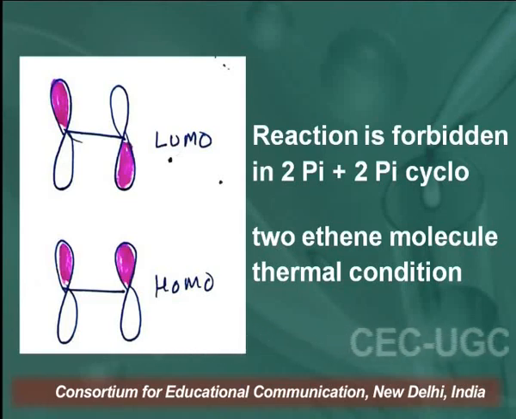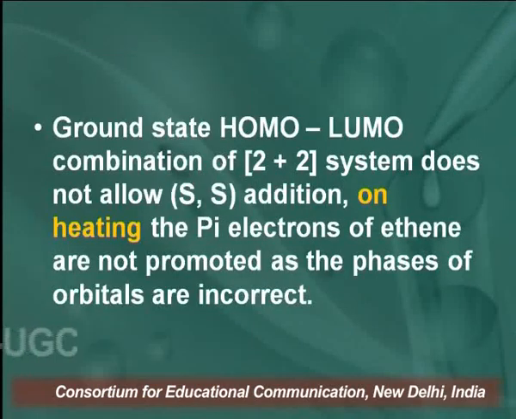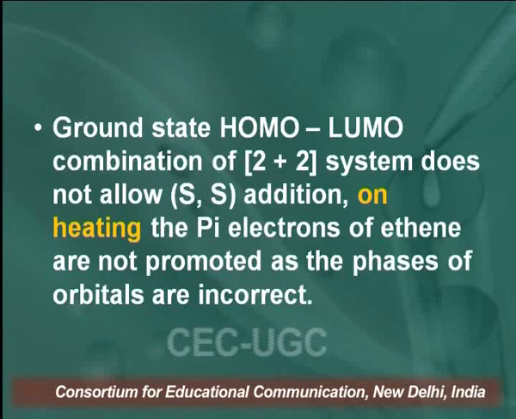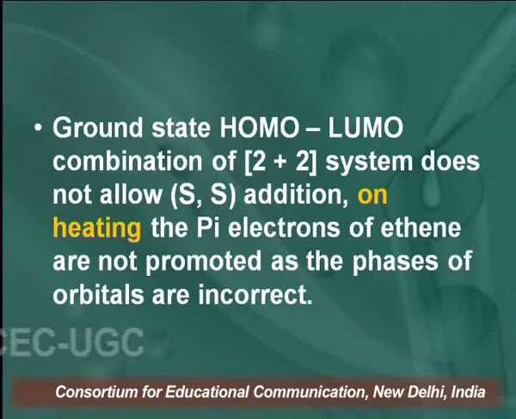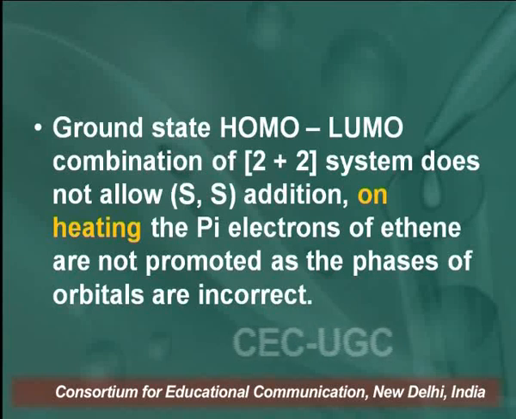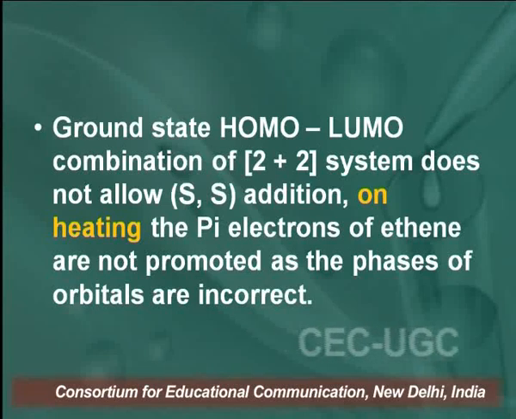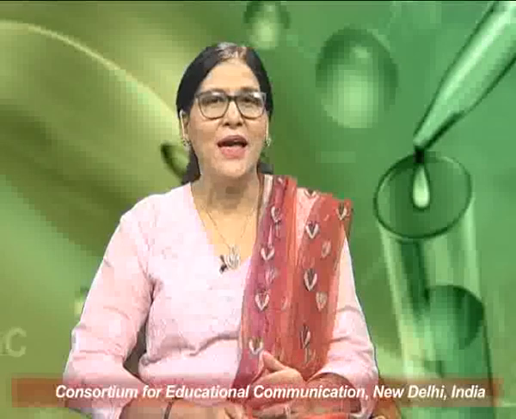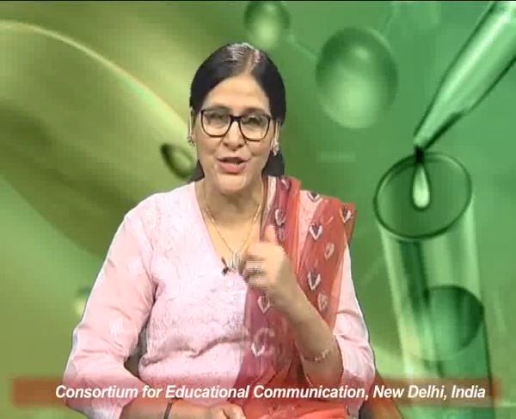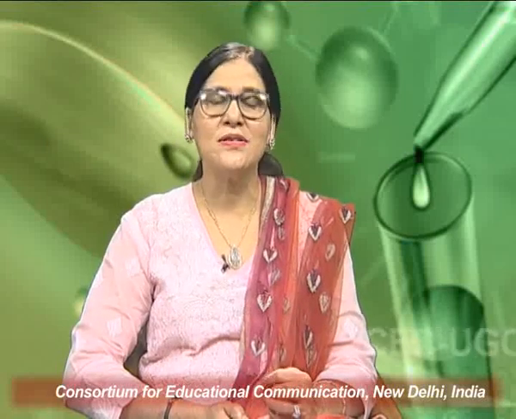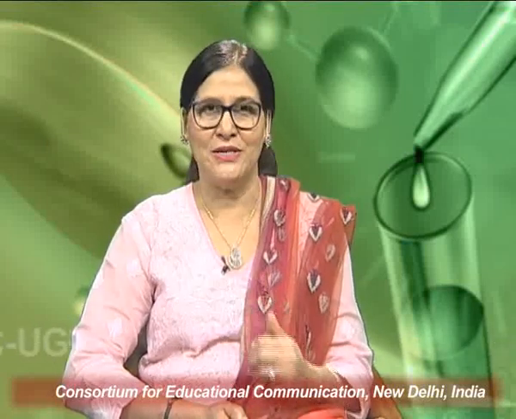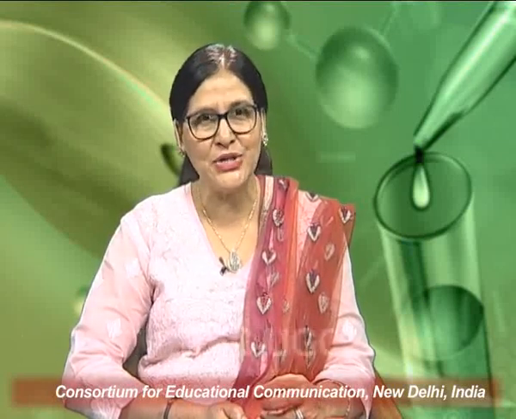We can see here 2 ethene molecules under thermal conditions. Learners, the ground state HOMO and LUMO combination of the 2+2 system does not allow s plus s addition. It is very important: because this is a thermally induced reaction, we are discussing the thermally induced 2+2 cycloaddition reaction, and on heating the pi electrons of ethene are not promoted, as the faces of the orbitals are incorrect or the signs are different. This concerted reaction is called symmetry forbidden. So, in 2+2 thermal cyclization, the superficial pathway is forbidden.